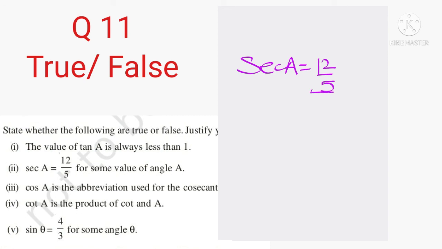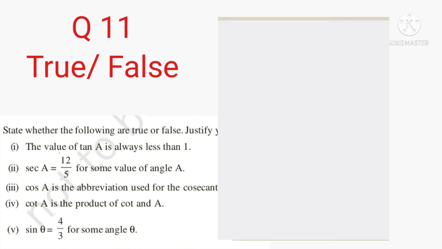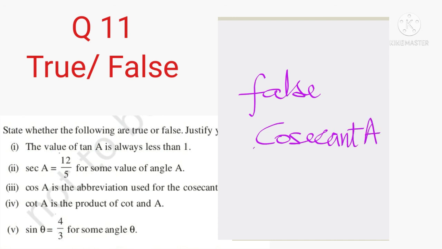The second part says secant A can be 12 by 5 for some value. Let us write down the formula for secant. Secant is the reciprocal of cos, and cos is base upon hypotenuse. So secant is hypotenuse upon base. Now clearly the hypotenuse has to be more than the base, and here 12 is more than 5. So yes, it is true. The third part says cos A is an abbreviation of cosecant A. Clearly it is false because cosecant A is abbreviated as cosec and not cos. Cos is the abbreviation for cosine A, which has come from the words complementary of sine.